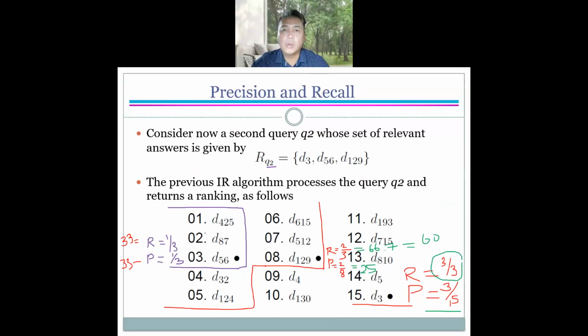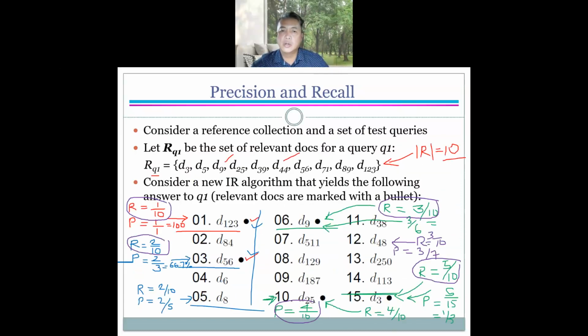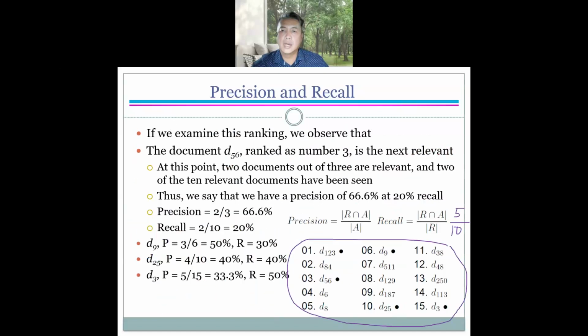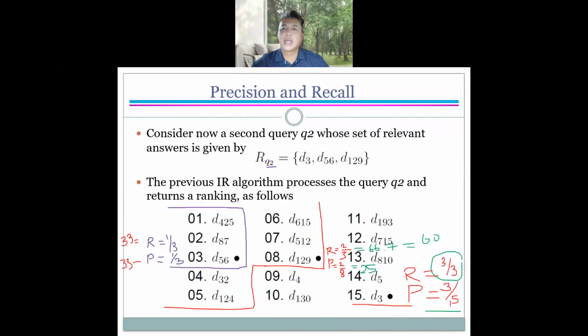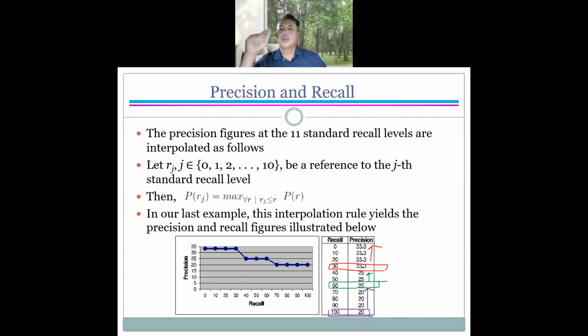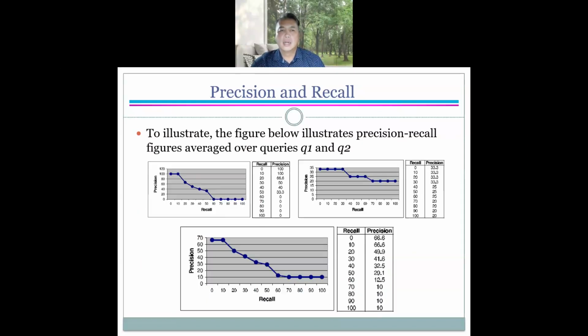Okay, so what we would like to do is combine the tables that we have. This is your first table, this is your second table. We want to find the average performance of the system based on query 1 and query 2. So we will add up the values and divide by 2. This plus that, divided by 2. So you will have a new value here.